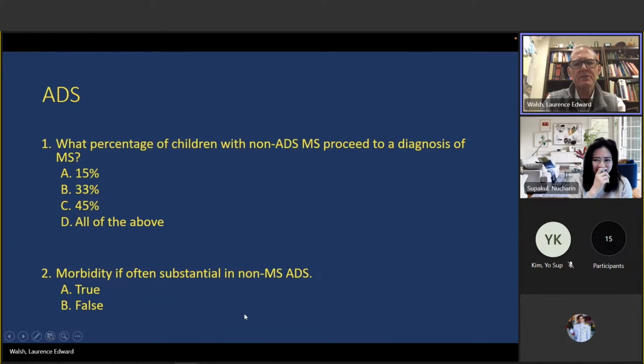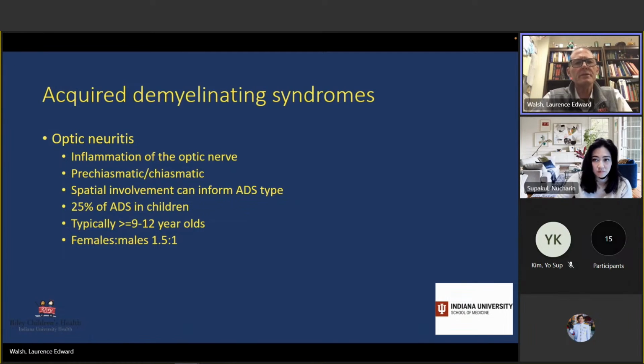And then, morbidity is often substantial in non-MS ADS, true or false. I put this one in because I think a lot of us, when we first see a child with acquired demyelinating disease, the 900-pound gorilla in the room is, does this child have MS? What's the chance of this child having MS? But if you look at some of the things that could happen to children with some of the non-MS related disorders, MS may not be the worst thing that can happen. We have to acknowledge that with families and in treating the child also. There can be worse things.